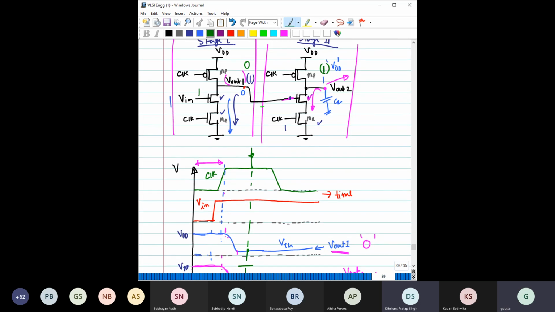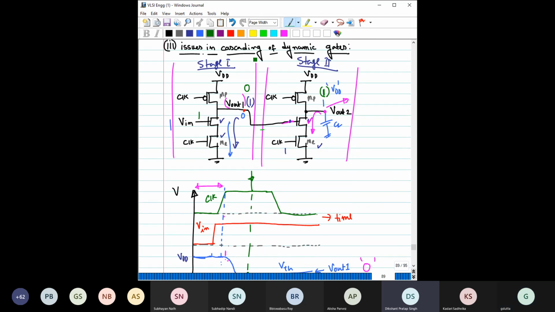Those issues will come if we simply cascade this dynamic logic like this.